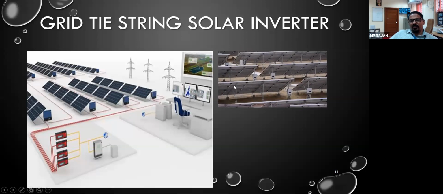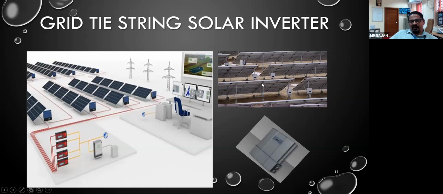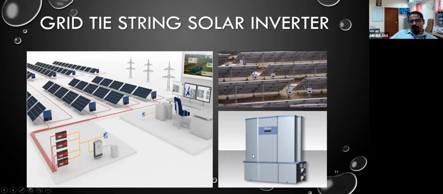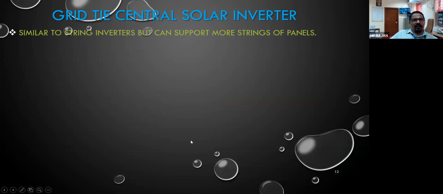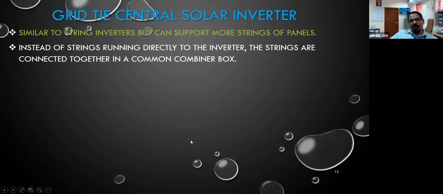So you can see the real solar panel. You can see the string inverter. Okay, this is one single picture of a string inverter. So now let us see the central solar inverter. The difference is it is a very big one. The complete system will have only one inverter, which is called the central inverter.